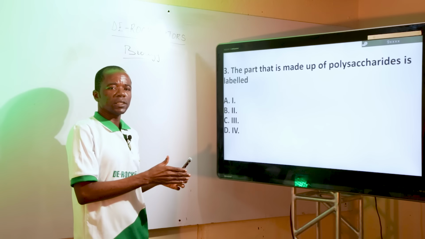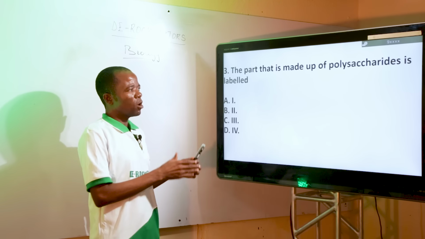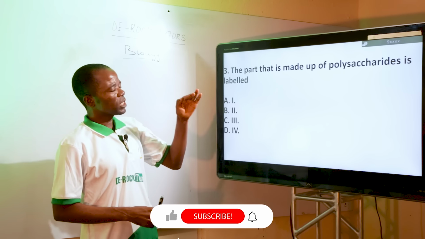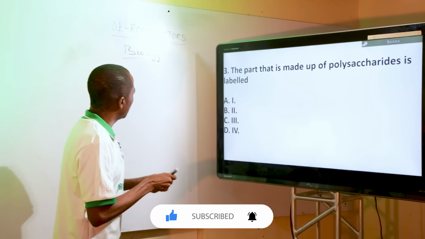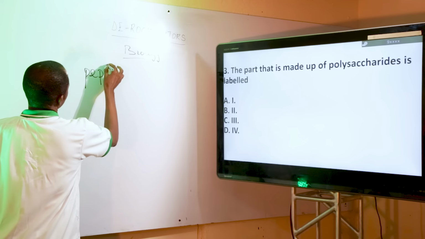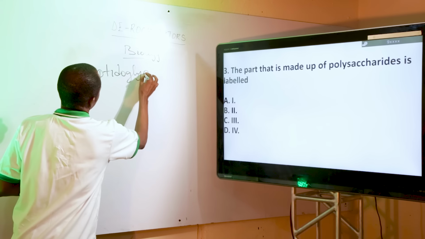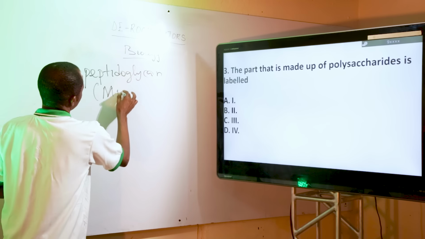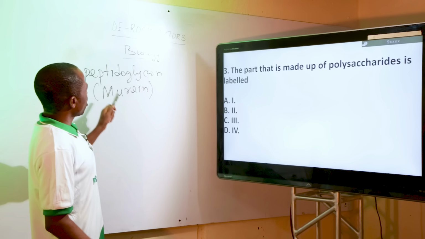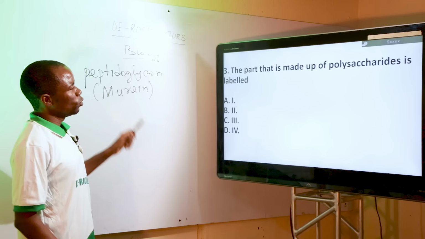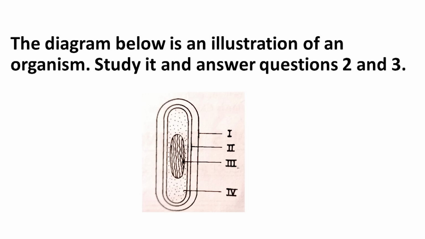Now we've established the fact that the diagram is of a bacterium, and we know that the cell wall of a bacterium is made up of a polysaccharide referred to as peptidoglycan. At times, it is also called murein. So the cell wall of bacteria is made up of a polysaccharide called peptidoglycan. Let's look at the diagram once again and see which part is labeled. You can see the label part 1 is obviously the cell wall. So the correct answer is Roman figure 1.